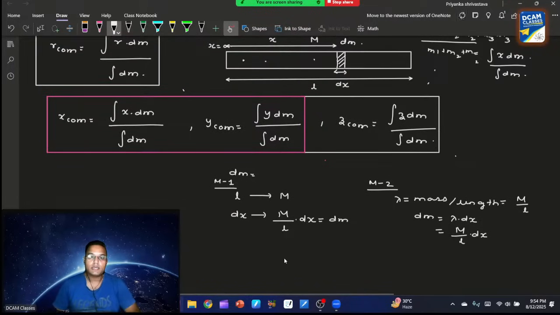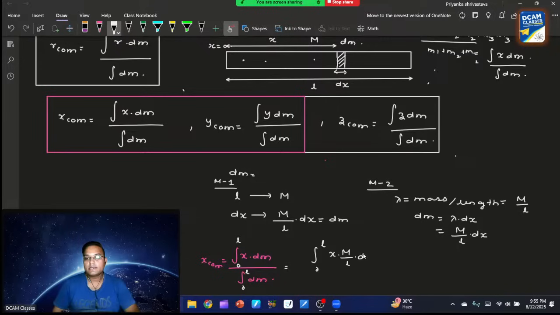You will put it in this formula: the center of mass x will be integral x dm by integral dm. We'll put the limits also. The limit is x equal to 0 to L. The x dm is M by L into dx, from 0 to L. The integral of dm is the total mass. We are integrating total mass.